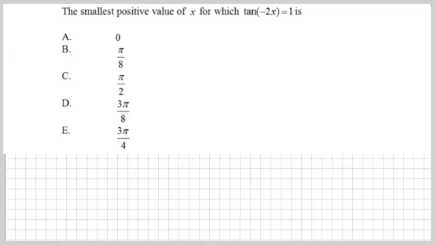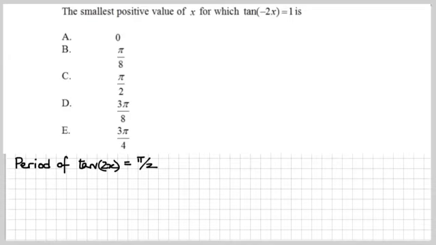Alright, now we're looking for the smallest positive value of x for which tan of minus 2x equals 1. Looks a bit confusing, this minus 2x bit in here, but not when we chunk it down and demystify it. So the first thing I would do anyway would be looking at the period of this thing. What is its period, and what is this minus sign doing here? And that'll basically just unravel all the mystery for us.